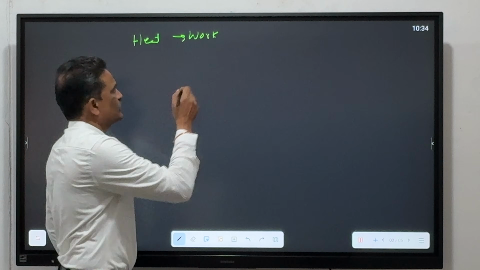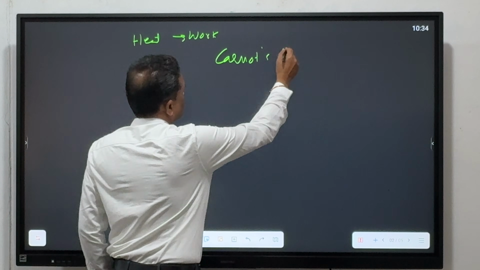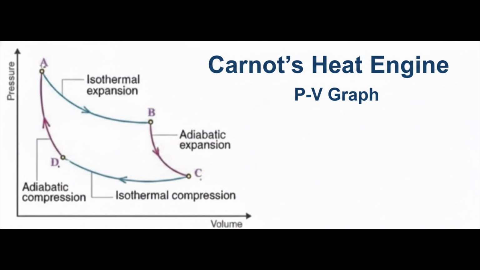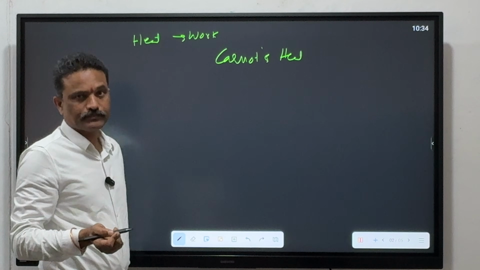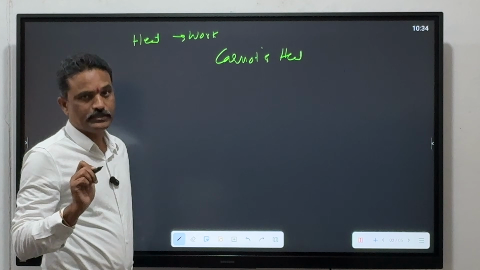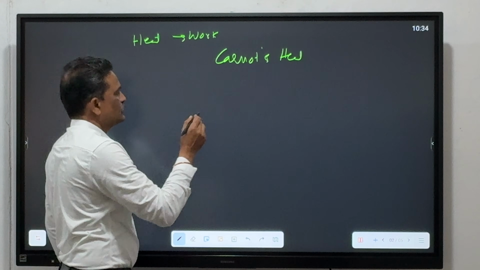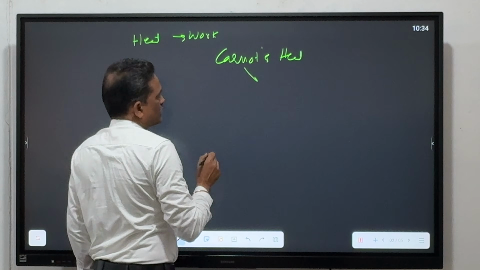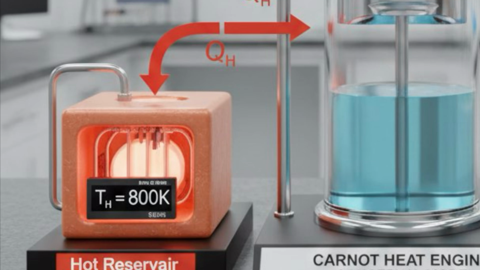Now, why should we take Carnot's heat engine? Carnot's heat engine is an ideal, a gold standard heat engine. We compare the efficiency of Carnot's heat engine with all other engines. So, it is a theoretical engine, it does not exist in practice. Carnot's heat engine consists of 4 parts. The first one is the heat source.